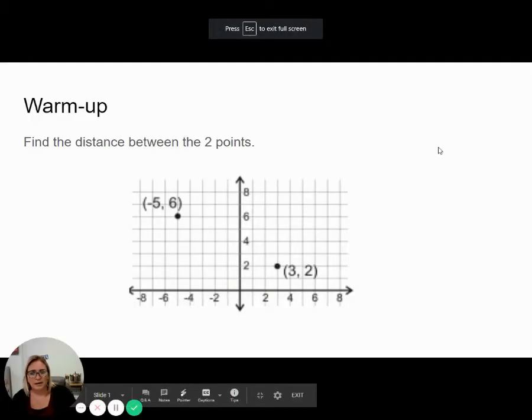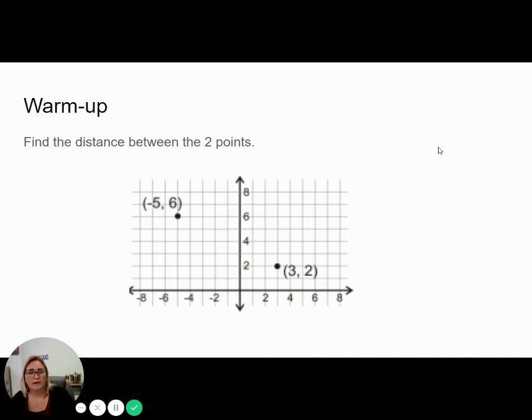Hello, everybody. Today we are going to be learning about translations. So we are going to start with this warm-up. I want you guys to find the distance between these 2 points. When you get your answer, please type it into the question bar.